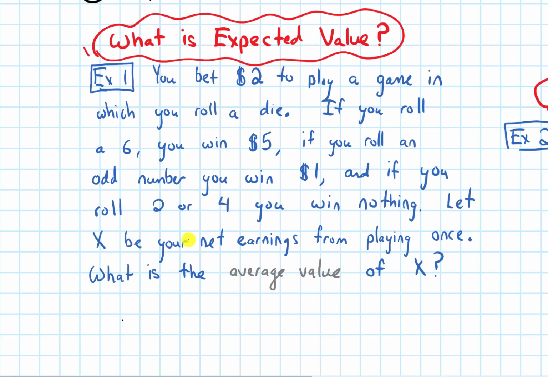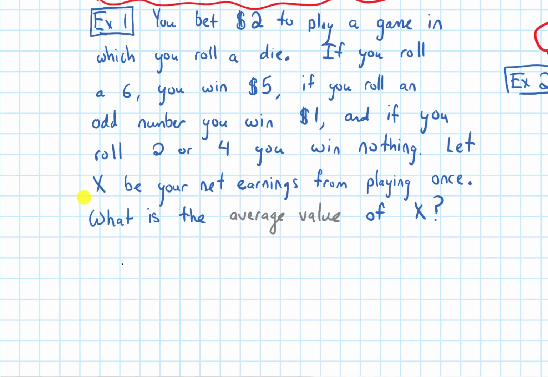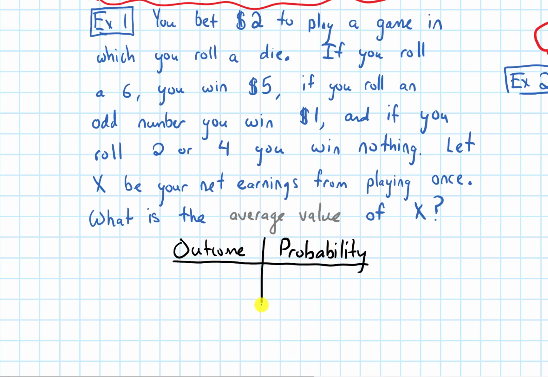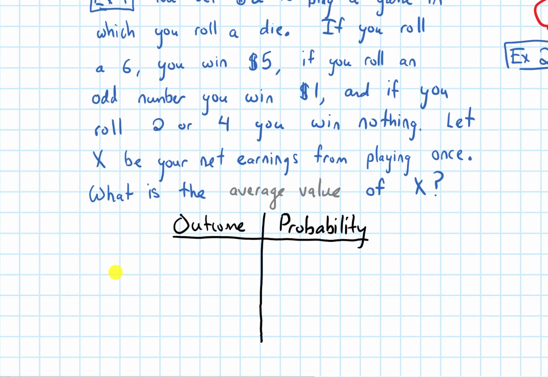Let X be your net earnings from playing once. So X is our random variable here. And then it asks, what is the average value of X? So we need some sort of way to measure the average value of this random variable. So let's begin by making a table in which we keep track of the outcome as well as the probability. We actually made this table in the last section, so I'm going to make it a little bit more quickly here.